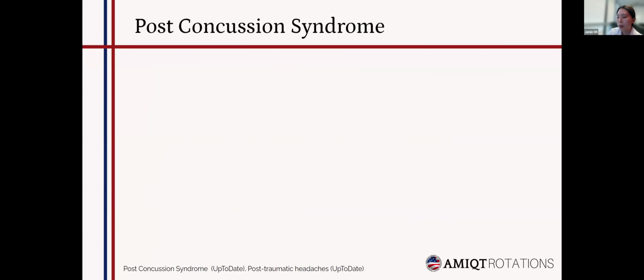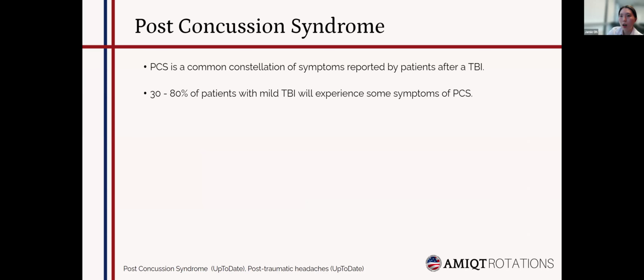There is actually a term that's used to refer to the constellation of symptoms that patients experience after a traumatic brain injury, and that is called post-concussion syndrome. Approximately 30 to 80% of patients with mild traumatic brain injury will experience some symptoms of post-concussion syndrome. The most common symptoms include headaches, and it's quite interesting that these headaches have features that resemble primary headaches. The most common ones are migraine-like headaches and tension-type-like headaches. And notice how we say like instead of saying migraines or tension-type headaches.